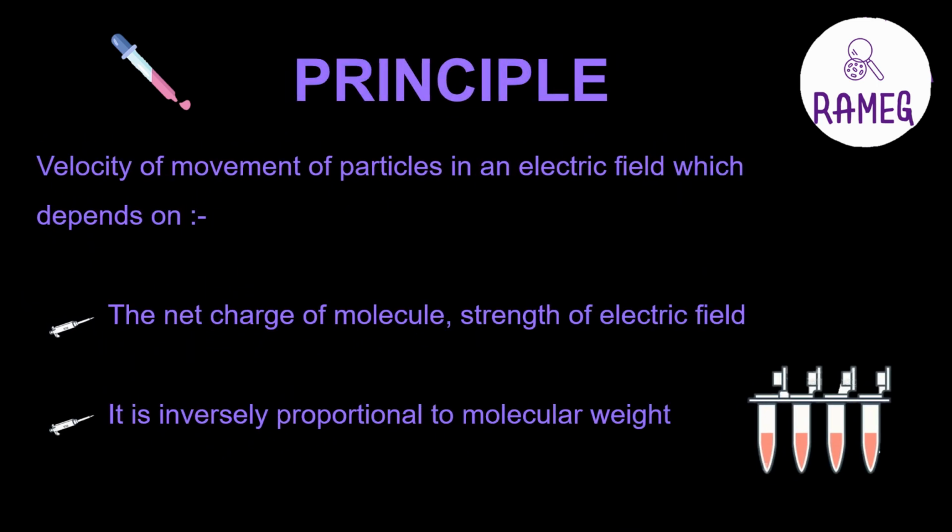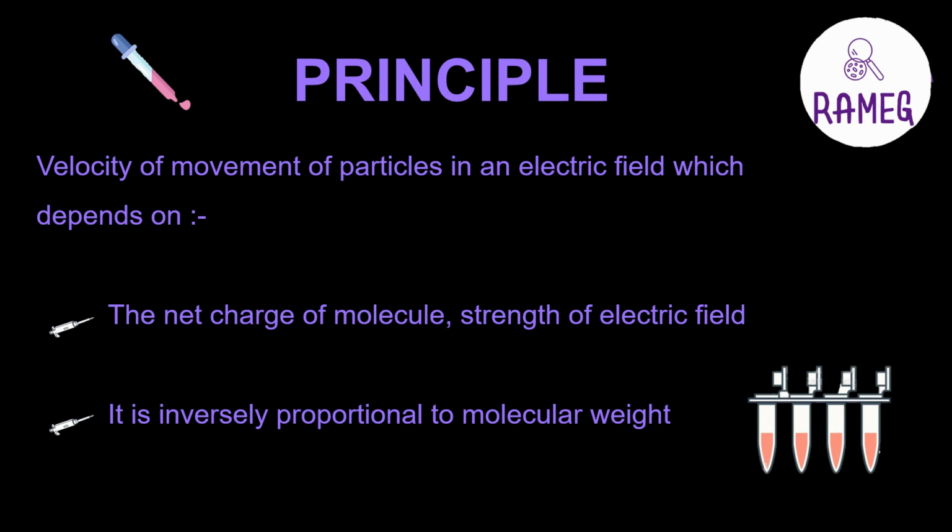Moving on to the principle of electrophoresis, the basic principle involves the velocity of movement of particles in an electric field, which is dependent upon the net charge of the molecule, denoted by Q, and the strength of the electric field, denoted by E. But it is also inversely proportional to the molecular weight. To elaborate, if the particle is big, the rate of migration of the particle will be slower. However, the net charge of the molecule and the strength of the electric field are codependent.